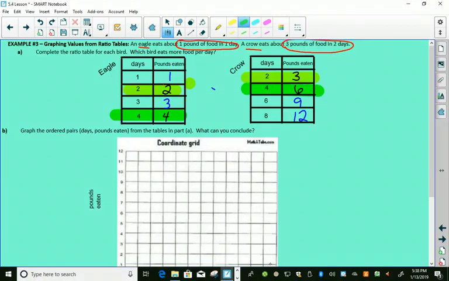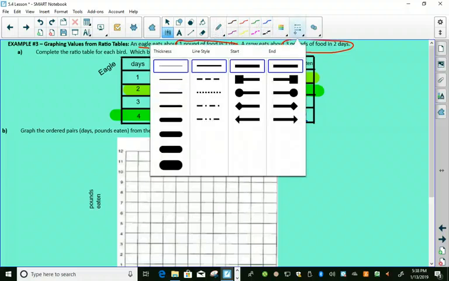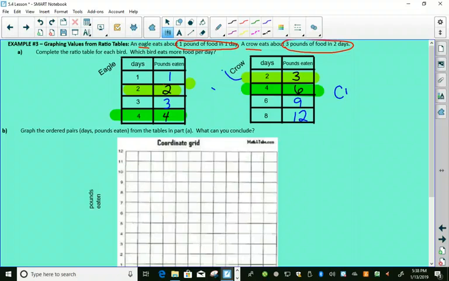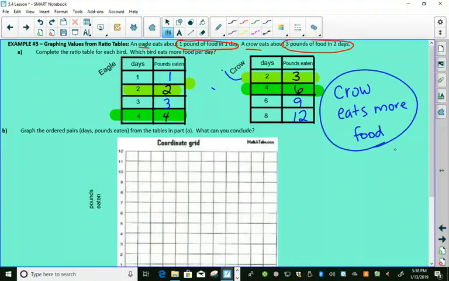All right, so if I look at these, I can see that the eagle eats 2 pounds in 2 days, whereas the crow eats 3 pounds in 2 days. The eagle eats 4 pounds in 4 days, and the crow eats 6, which means I can easily determine which bird eats more. In this case, we know that the crow eats more food. So looking at the table, I can determine the crow eats more food. Okay? So I've answered that question, which bird eats more food?